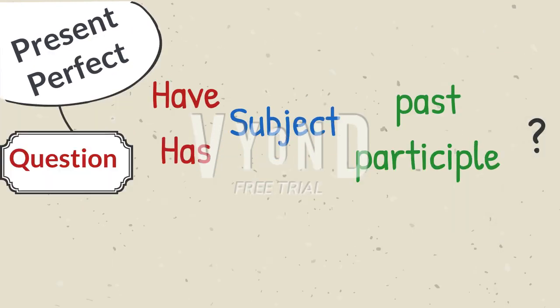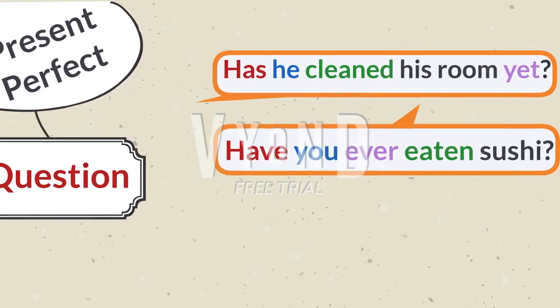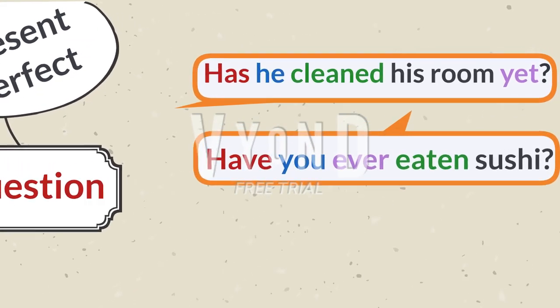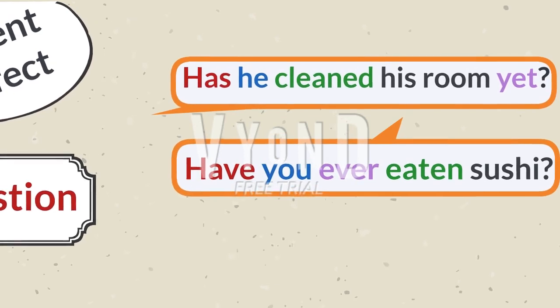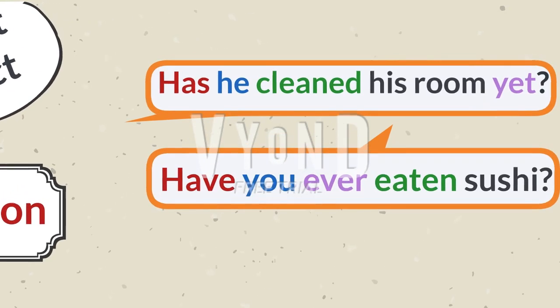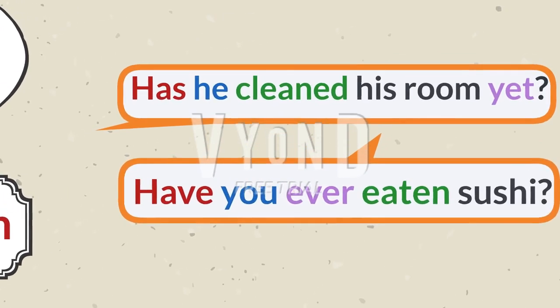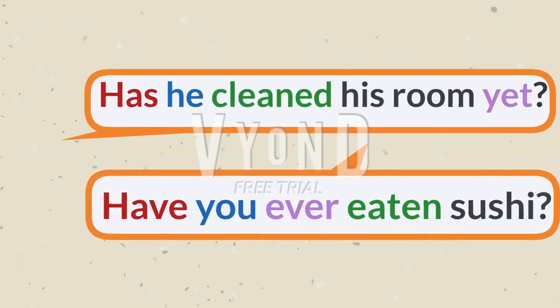How can we form present perfect questions? We start with have or has, the helping verbs, plus subject, plus past participle. Look at the example. Has he cleaned his room yet? Have you ever eaten sushi? As you notice, my students, we use yet and ever in present perfect questions.